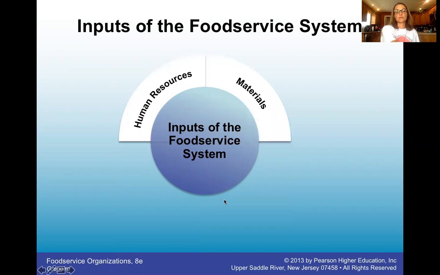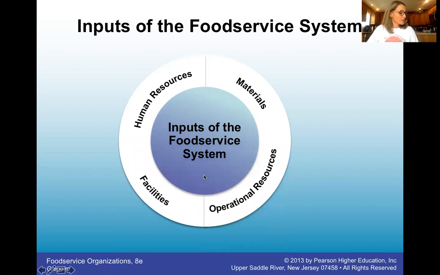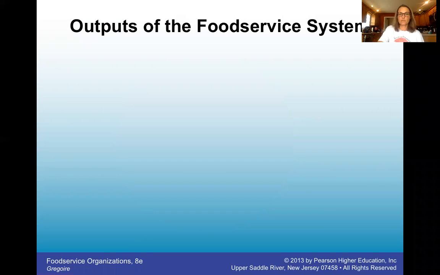Okay, so going back to chapter 1, we talked a little bit about the input of our food service system. We have human resources, so we have our frontline employees, our management, our supervisors. Materials, facilities, and operational resources. Materials would include food and supplies, facilities would be our space and equipment, and operational is money, time, utilities, and that type of information.